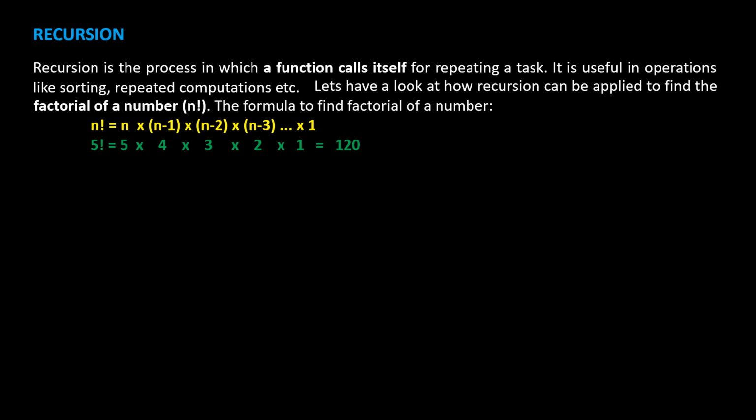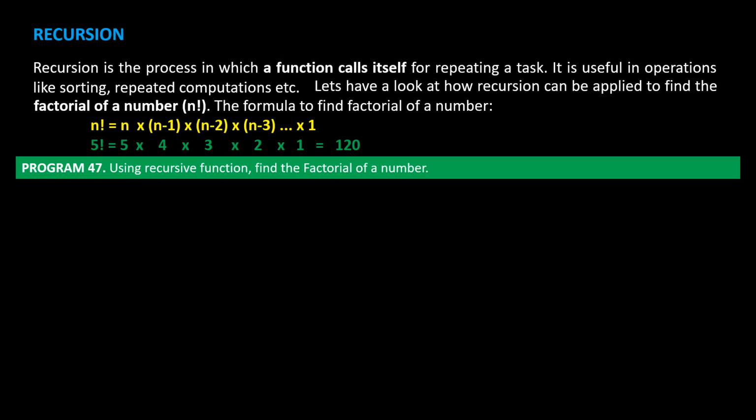Let's have a look at how recursion can be applied to find the factorial of a number, n factorial. The formula to find factorial of a number, n factorial, is equal to n times n minus 1 multiplied by n minus 2 multiplied by n minus 3 up to when n reaches 1. So, 5 factorial equals 5 times 4 multiplied by 3 multiplied by 2 multiplied by 1. And that is 120. Let's now write program 47.